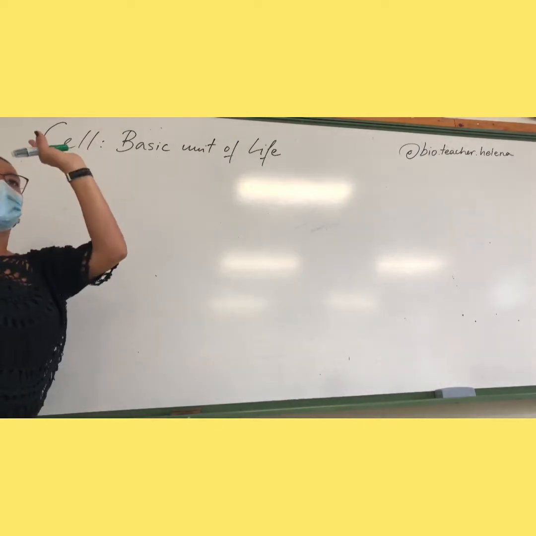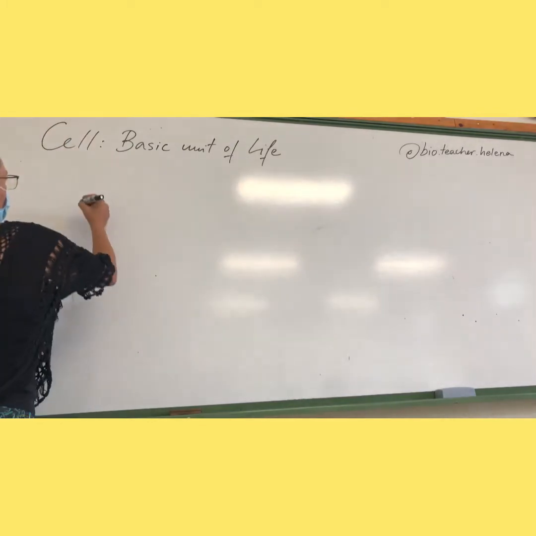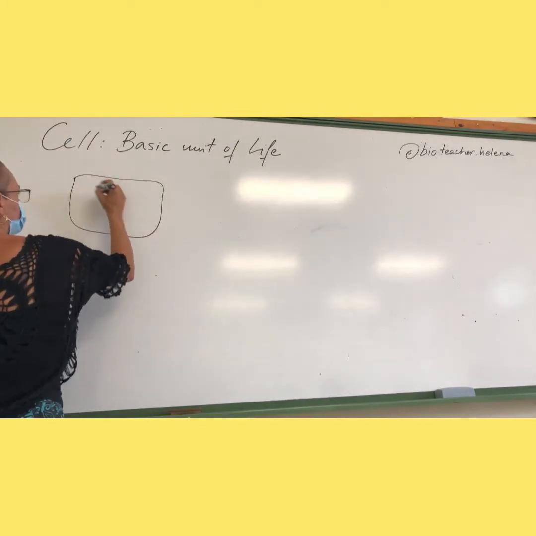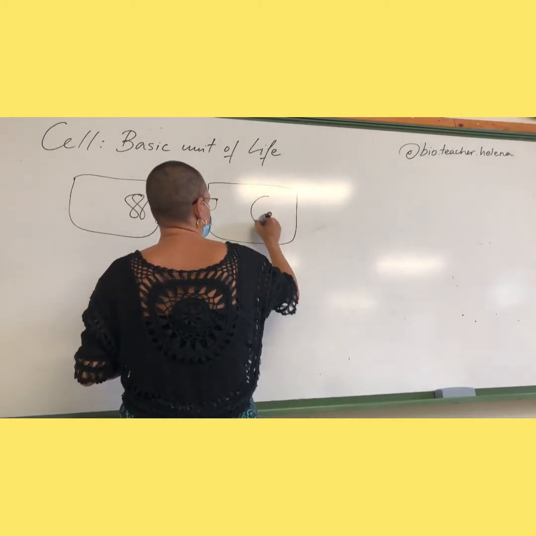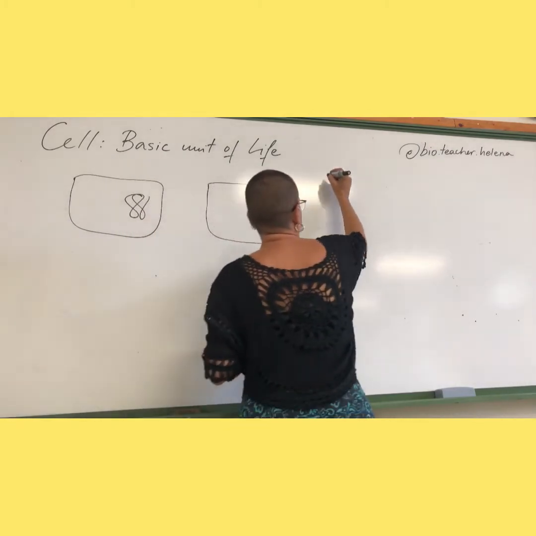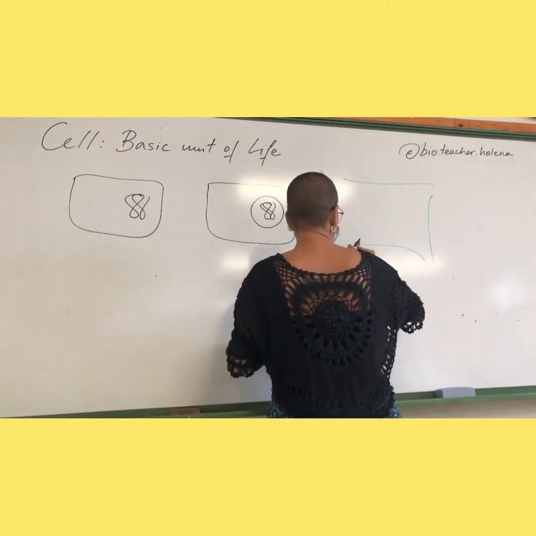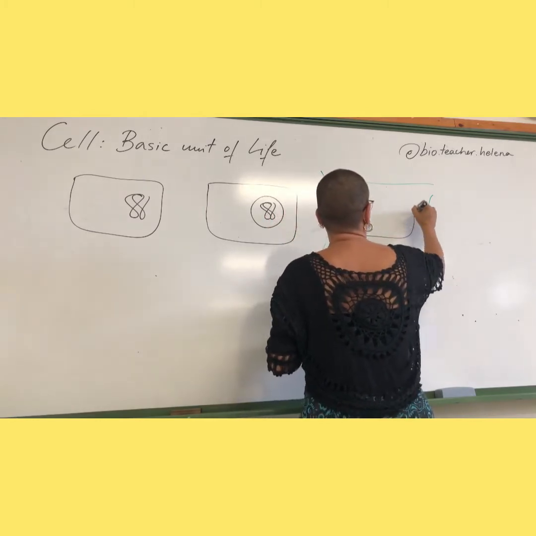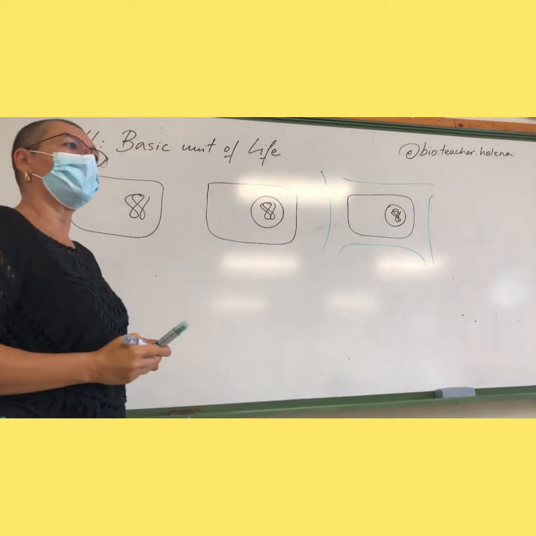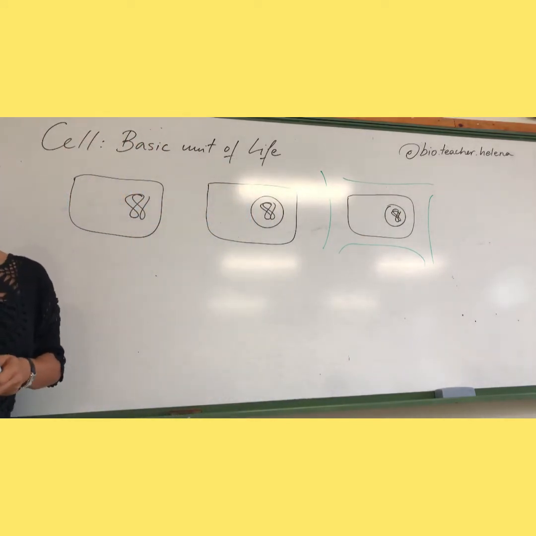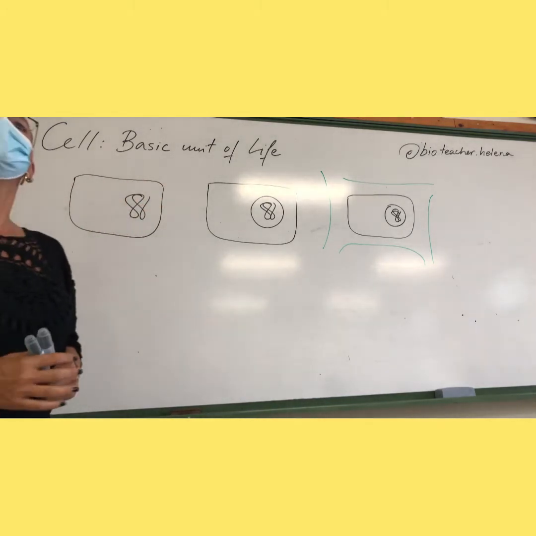We have 3 different kinds of cells on the planet. We have one like that. We have one like that. And we have one like this. These 3 cells we know on our planet. What are the differences between them?